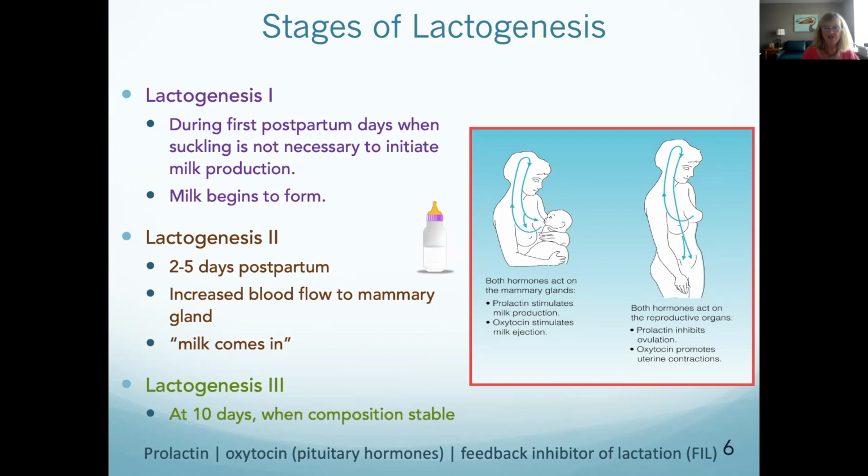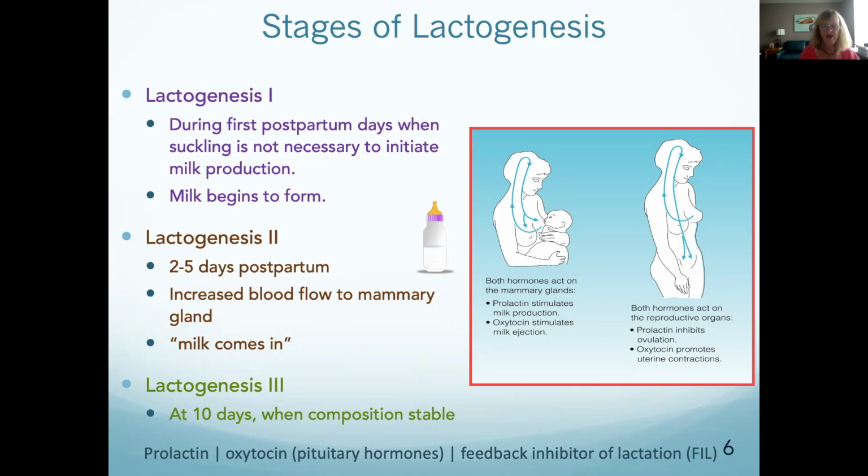And so the contraction of the uterus is good because it helps close off blood vessels and not allow that to happen. Okay, one other hormone I wanted to talk about is FIL, or feedback inhibitor of lactation. This is a hormone that is in human milk.